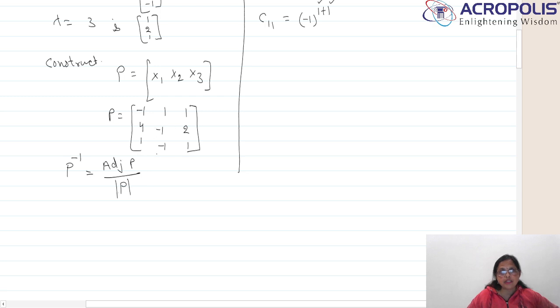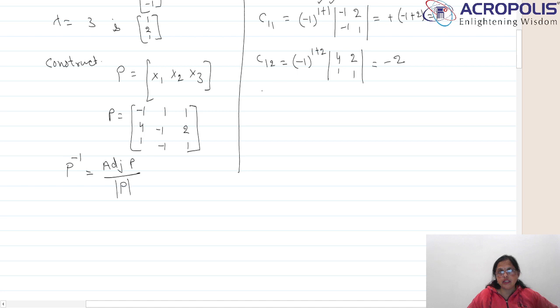This is a minor. So our minor is minus 1, 2, 1, and you already know how we solve 2 by 2 determinants. If we solve this one, we get minus 1 plus 2, that is equal to 1. Now the second cofactor is first row second column, minus 1 raised to 1 plus 2. If we eliminate the first row and second column, we get 4, 1, 2, 1.